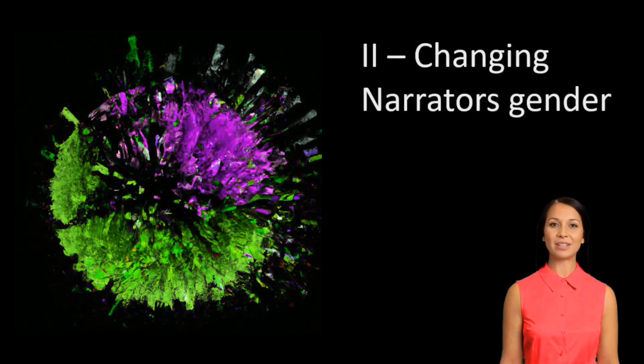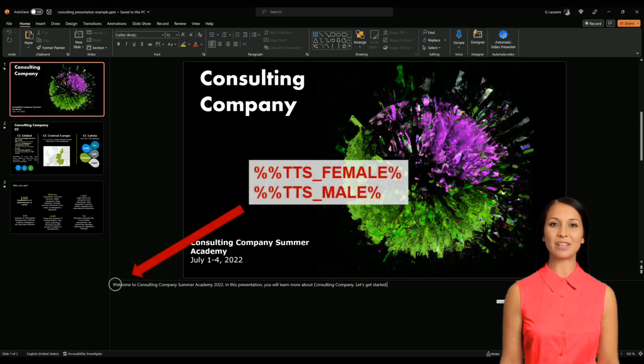Let's see how to change the narrator's gender. You can choose the voice gender of your automatic speech speaker with the TTS female or the TTS male line of command. You'll have to put it at the beginning of the note section of your first slide. Don't forget, all the commands will have 2 % at the beginning and only 1 at the end.